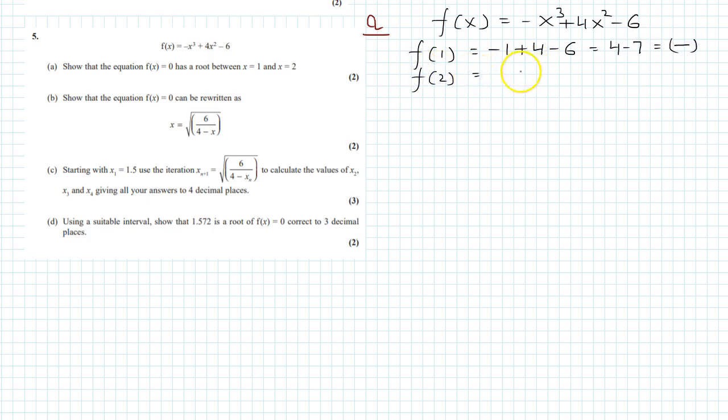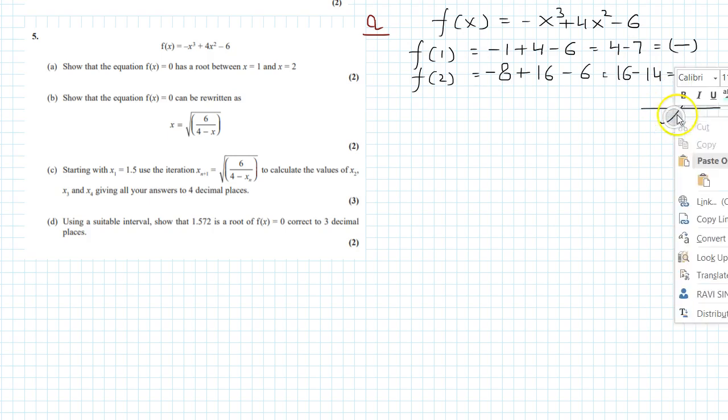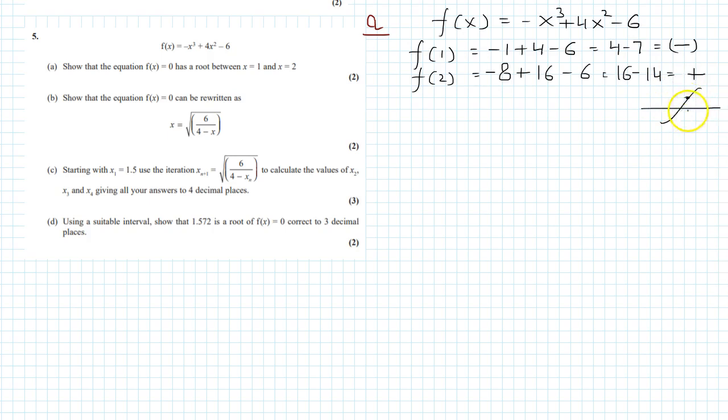f(2) is equal to minus 8 plus 2 squared is 4 times 4 is 16 minus 6. So that is 16 minus 14. So this is positive. So this is a negative value and this is a positive value. So it means there is a solution between this point and this point. So it shows that the curve is crossing between these 2 points.